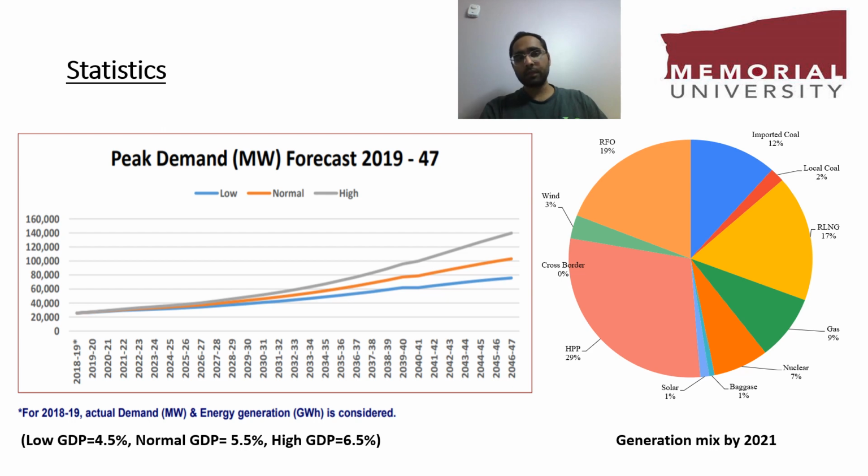If we just talk about the base case scenario, which is normal GDP, we can see that Pakistan's peak demand would be more than 100,000 megawatt in the next 25 years. Right now it's standing at 34,000 megawatt, so we can understand that it's an increase of three folds.